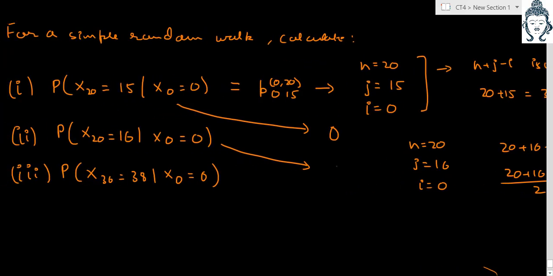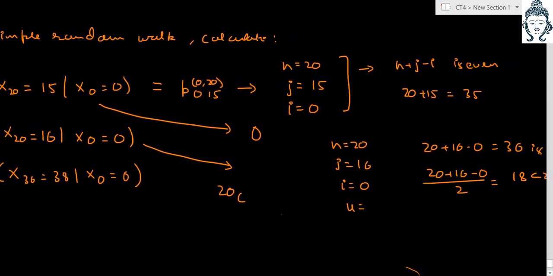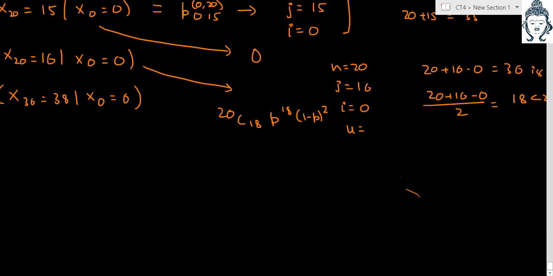So I can calculate this probability. This probability simply becomes 20c. Now what would be my value for u? u is basically n plus j minus i by 2, that is 18. So 20c18, p to the power of 18 and 1 minus p to the power of 2. This is how I can calculate it. Say supposedly I know that p has a value of 0.95. Let's just say that I know the value of p.